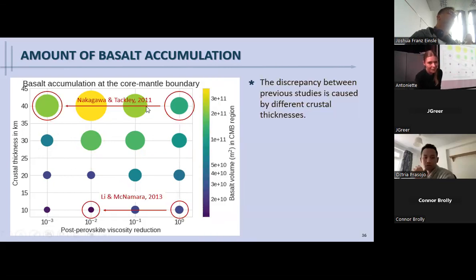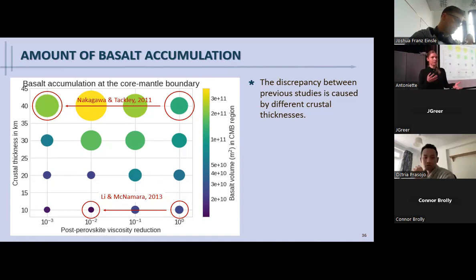So the study from Nakagawa and Tackley, they had a thick crust. And so they went from here to there in the diagram. And so they saw we get more basalt to accumulate at the core-mantle boundary. The study from Lee and McNamara, they had a thin crust. So they went from this space in the diagram to over here. So they saw less basalt accumulating. So the studies were both right. They just looked at different parts in the parameter space.